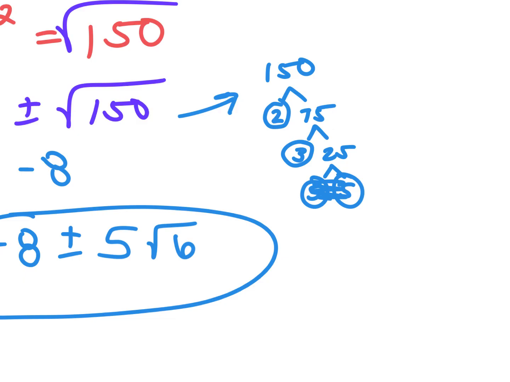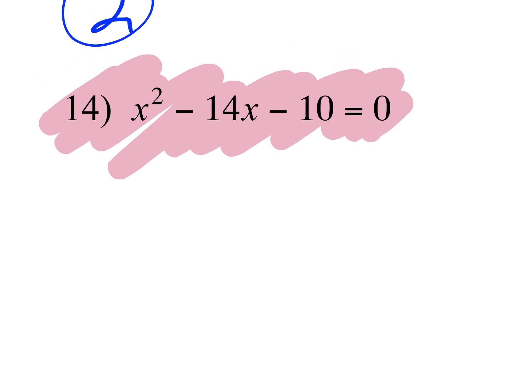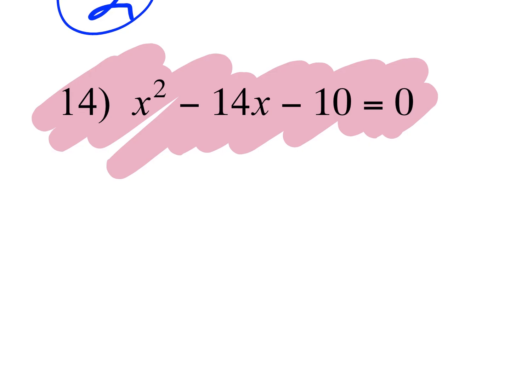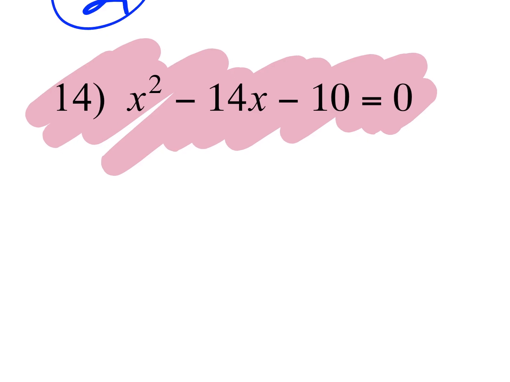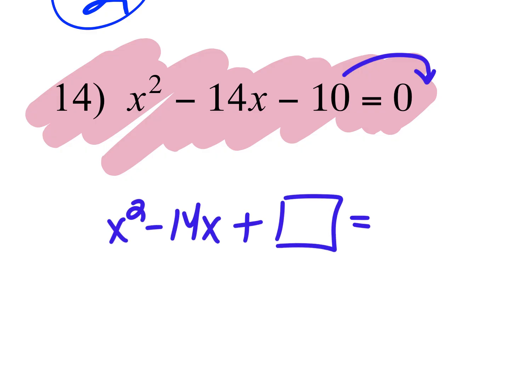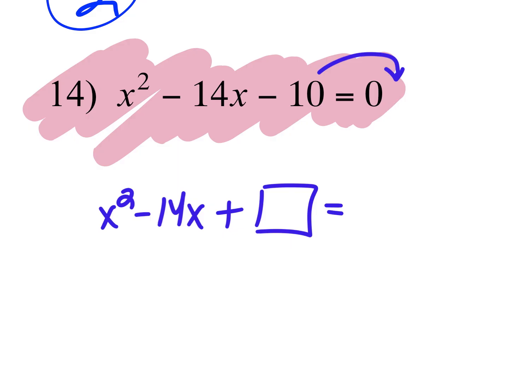All right, let's do 14. One of your completing the squares, or both of them, will be a positive 1x squared, and the middle term will be even, so it makes it simpler. So what do I do here to complete the square? It's my first step. Move the 10. I'm going to move negative 10 to the other side, so this becomes x squared minus 14x plus a square equals, when I move the 10 over, what does it become? Positive, and then I have a square.